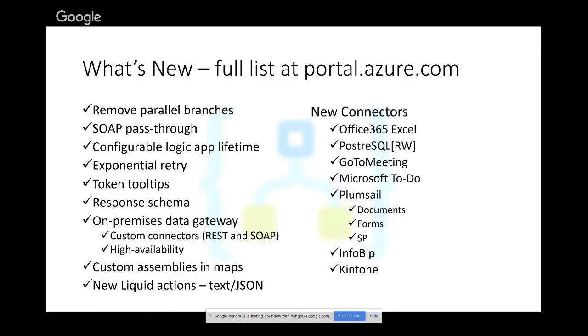Extras. New connectors. The one that we've been waiting for such a long time. Excel. So we finally have an Excel connector in Logic Apps. So now you don't have to just play with your raw CSV. You can actually use Excel from Office 365 directly in your Logic Apps. PostgreSQL. We had a PostgreSQL, but it was read-only. Now you can do read-write with PostgreSQL. GoToMeeting. Did we miss one?